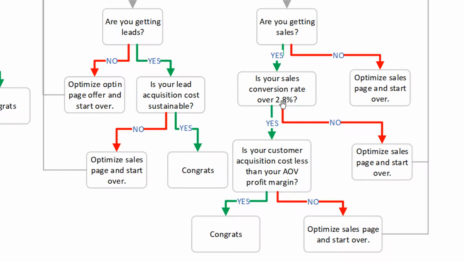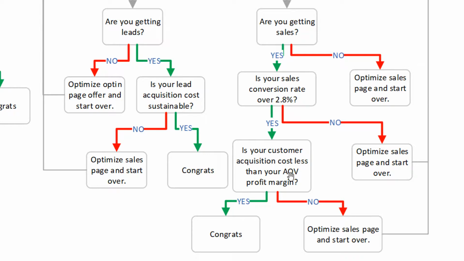So is your sales conversion rate over 2.8? If not, optimize the sales page and start over. If it is, now we're going to ask another question. Is your customer acquisition cost less than your AOV profit margin, all right? Because some people, they're making a sale, but they're not making a good enough profit. So you've got to remember, let's say you're selling a product for $50 and your cost of goods sold is $25. That means your profit margin is 50%. You're only making a 50% profit or gross margin on the product. But then at the same time, that means you can only afford to spend $25 to acquire a customer.